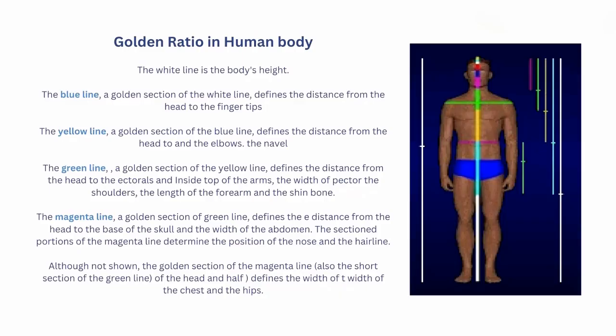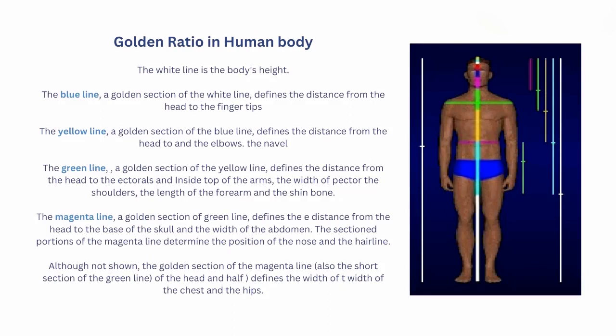Golden ratio in human body. The white line is the body's height. The blue line, a golden section of the white line, defines the distance from the head to the fingertips. The yellow line, a golden section of the blue line, defines the distance from the head to the elbows and the navel.